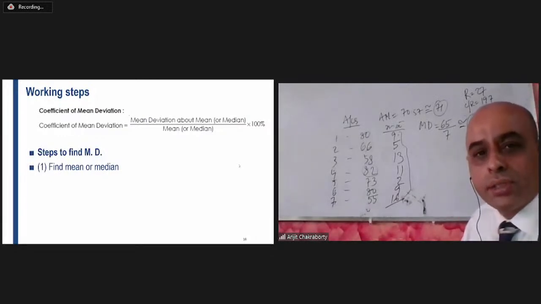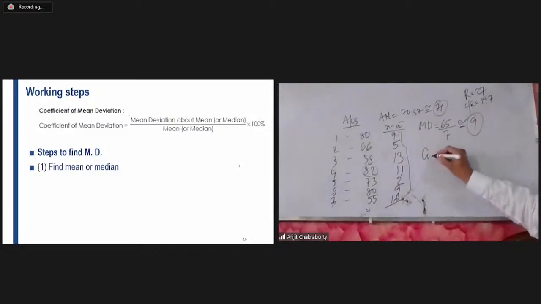If mean deviation is 9, then the coefficient of mean deviation is equal to MD by mean into 100. That means here it is 9 divided by the mean, which is 71. So 9 by 71 into 100, that means 900 divided by 71, 12.67. 12.67 is the coefficient of mean deviation.